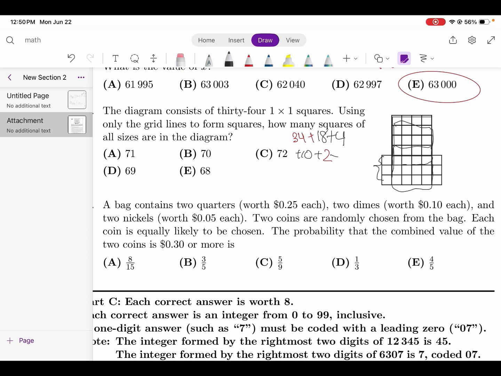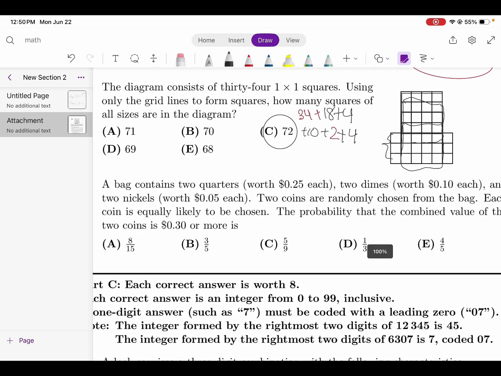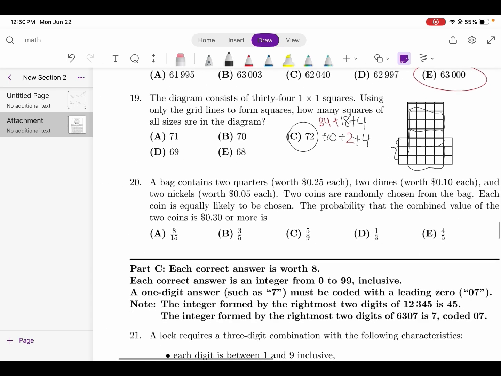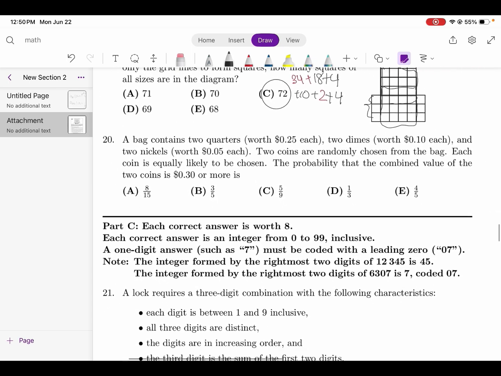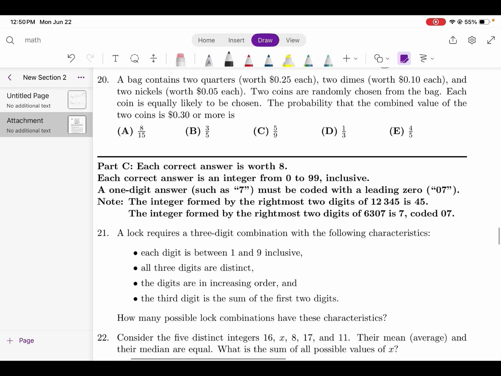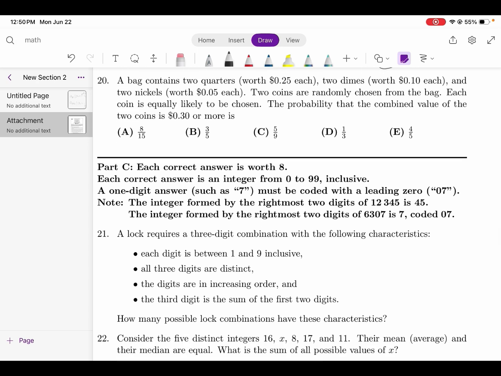So then you add 4 to that. And then if you add all of that together, you get 56 plus 16, which is 72. And of course, again, you can see that that is the correct answer because 72 is the largest number over there. So, yeah. Okay, question 20.